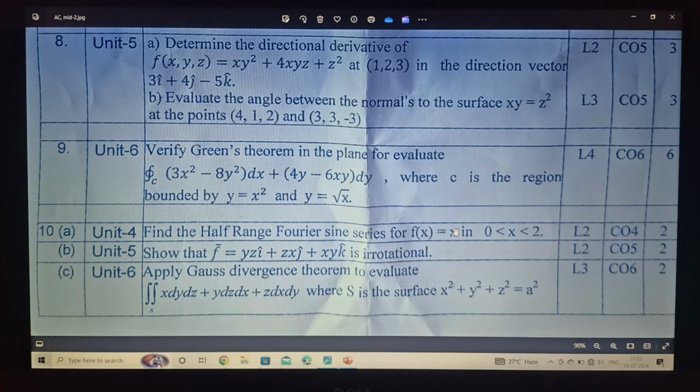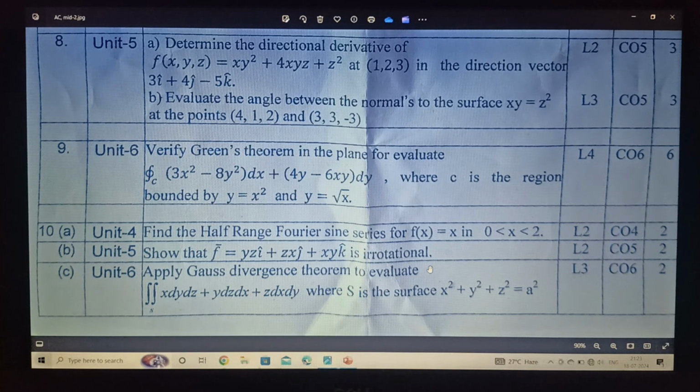Next, unit 5: show that the given vector field is an irrotational vector field. So we have to show that del cross f bar is equal to 0 bar. Next, from unit 6, the given question: apply Gauss divergence theorem to evaluate the surface integral. Do not find it directly; use the Gauss divergence theorem. The given surface is a sphere.